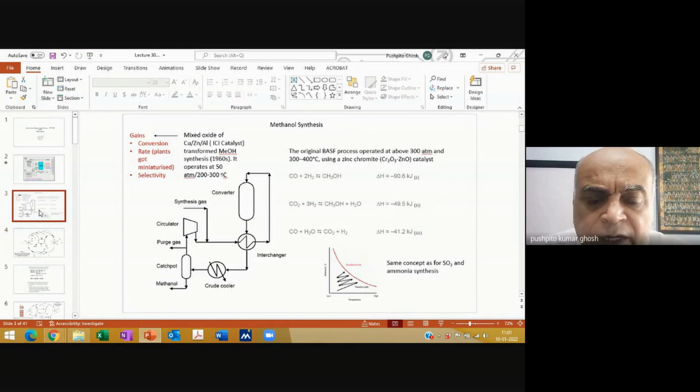Now, can anyone tell me what is the difference between, just look at the structures, methanol and acetic acid? What is the difference between the two? What is extra in the acetic acid?